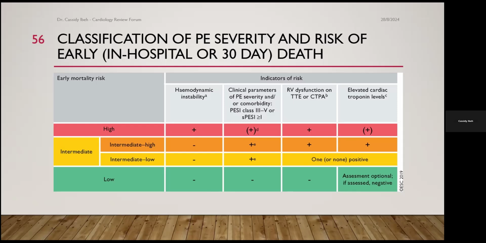This is different for intermediate-low, where you have just the clinical parameters that indicate PE severity, with one or none of either right ventricular dysfunction or elevated cardiac troponin. Then low risk is where none of this is present, and the assessment is optional. If assessed, it may be negative in terms of the troponin.